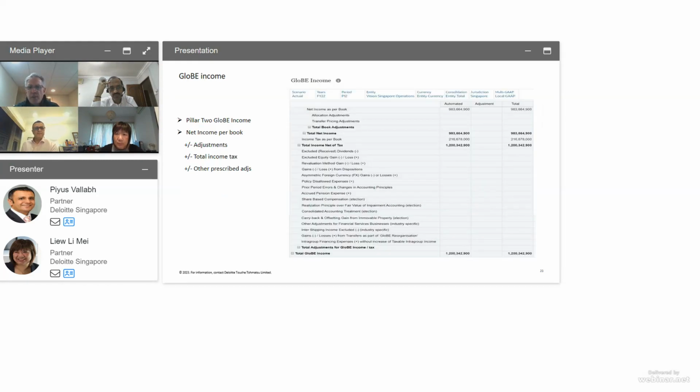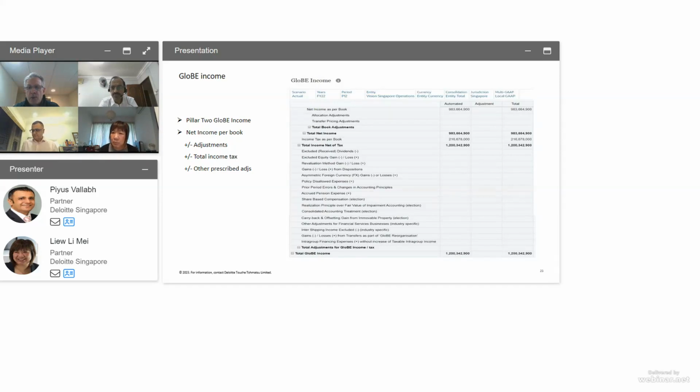And so we have a template for globe income. Across the top, you'll see our point of view. In this example, the scenario is the actual scenario. The year is fiscal year 2022, P12. And you'll see that our entity is Vision Singapore Operations. This is one entity in Singapore.